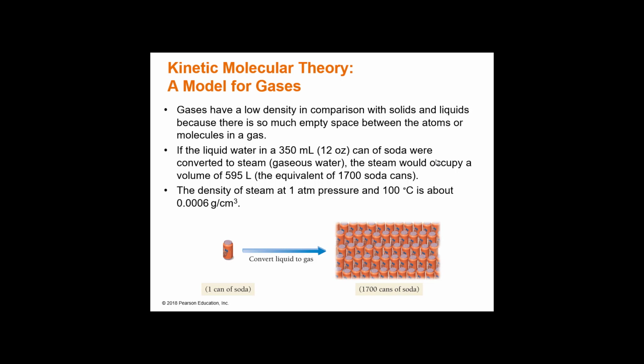The density of steam at 1 atm pressure and 100 degrees Celsius is about 0.0006 grams per cubic centimeter. So if we convert this liquid to a gas, it would take 1,700 cans of soda just to contain the gas that's held as a liquid in one can of soda. This gives you an idea of just how low in density a gas is, and how very few particles there are in a gas compared to the liquid. That's it.